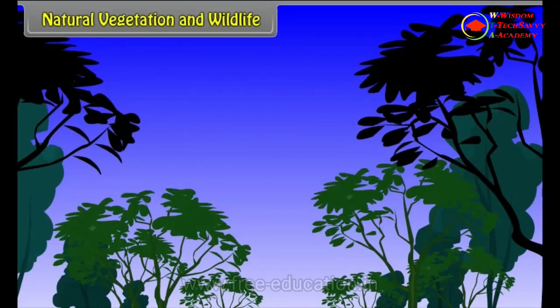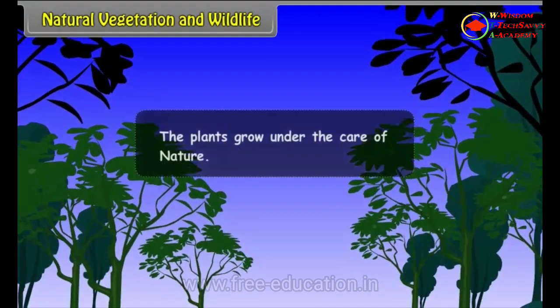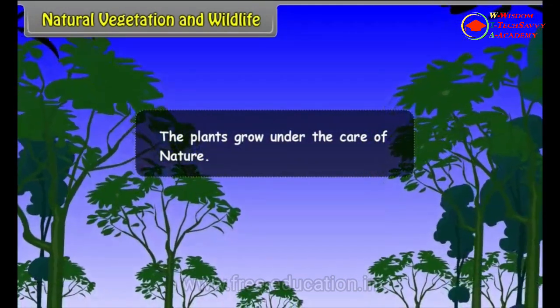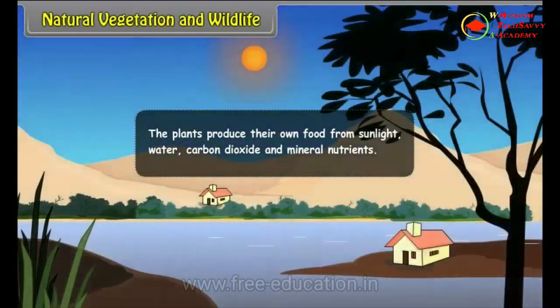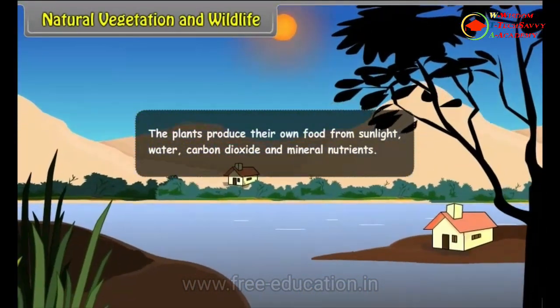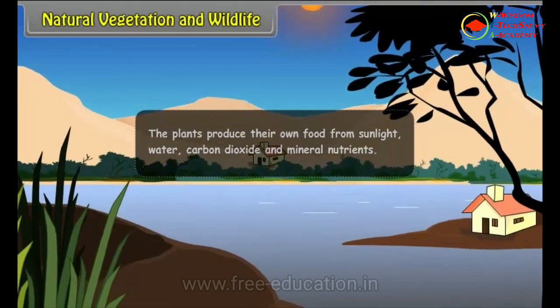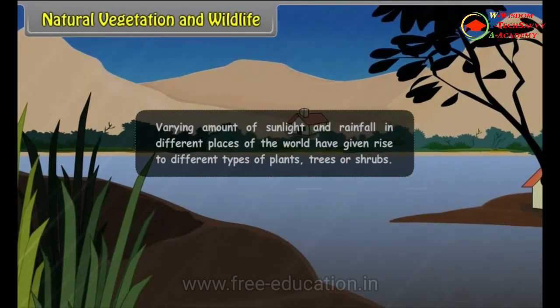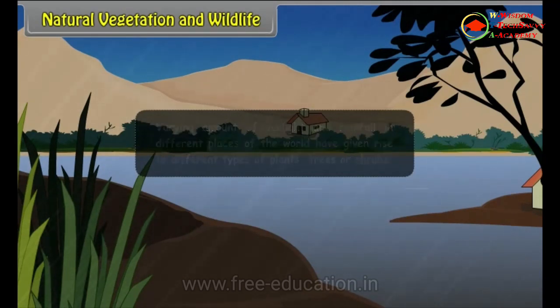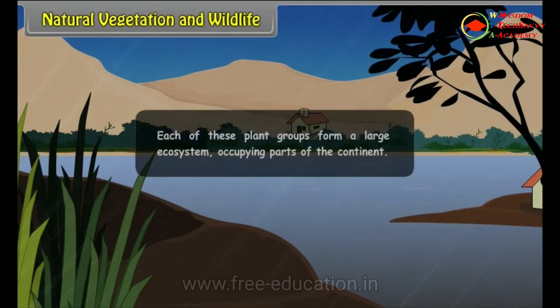Natural vegetation and wildlife. The plants grow under the care of nature. The plants produce their own food from sunlight, water, carbon dioxide and mineral nutrients. Varying amounts of sunlight and rainfall in different places of the world have given rise to different types of plants, trees or shrubs. Each of these plant groups forms a large ecosystem, occupying parts of the continent.